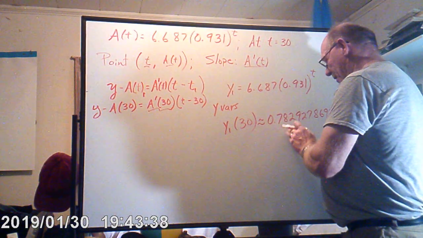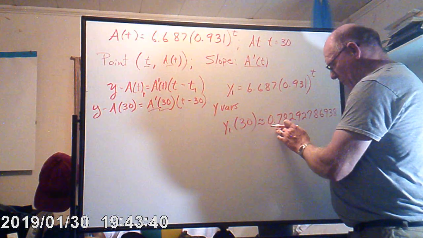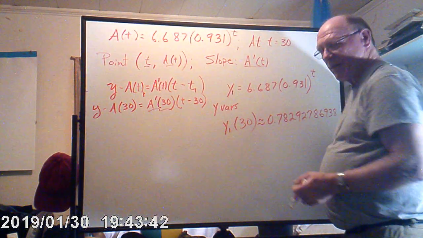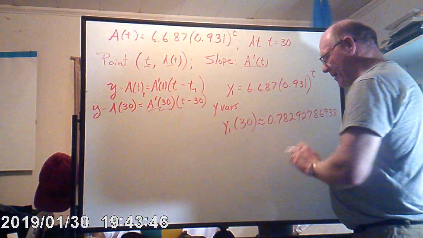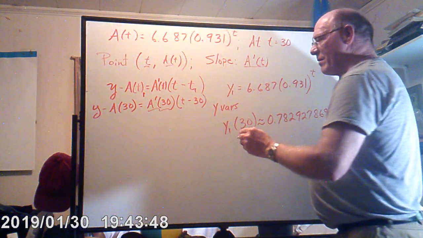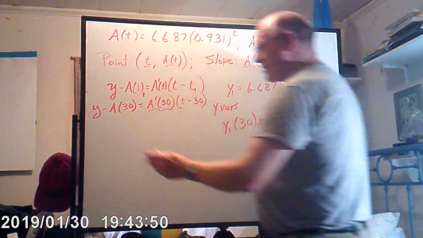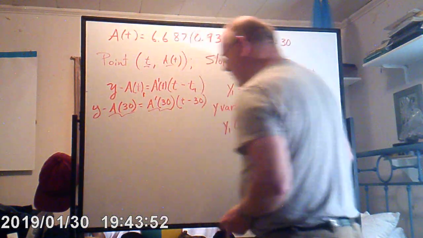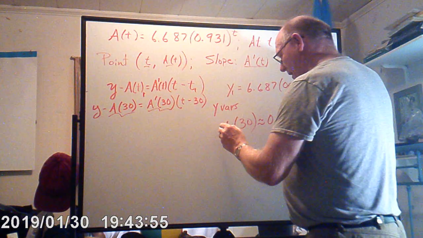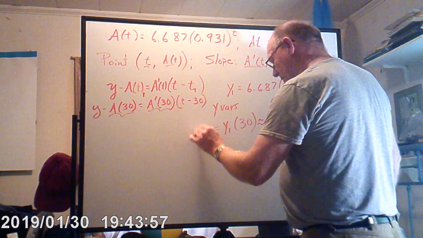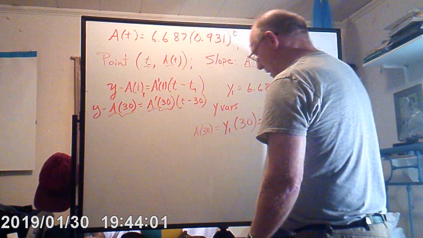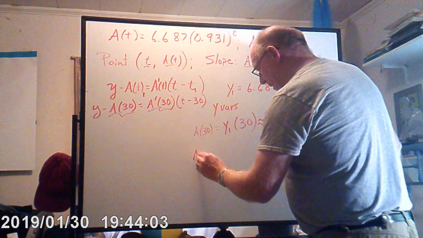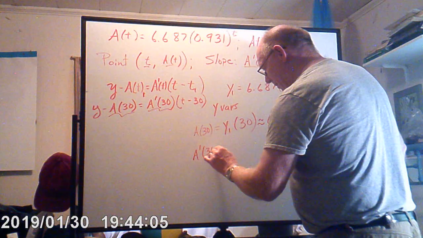That's y sub 1. You could probably cut it off at 7.783. Get away with that. That would probably be alright. I'm going to make it as accurate as possible. Now here, so in other words, this part right here is a at 30, and then of course we need to find a prime at 30.